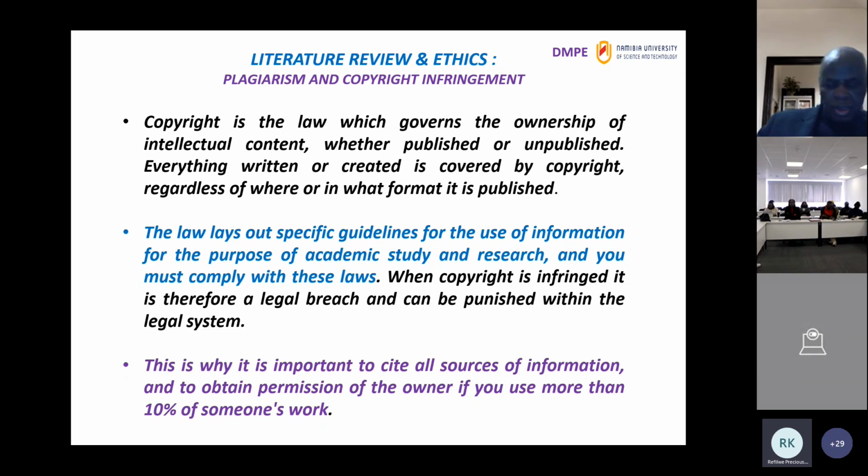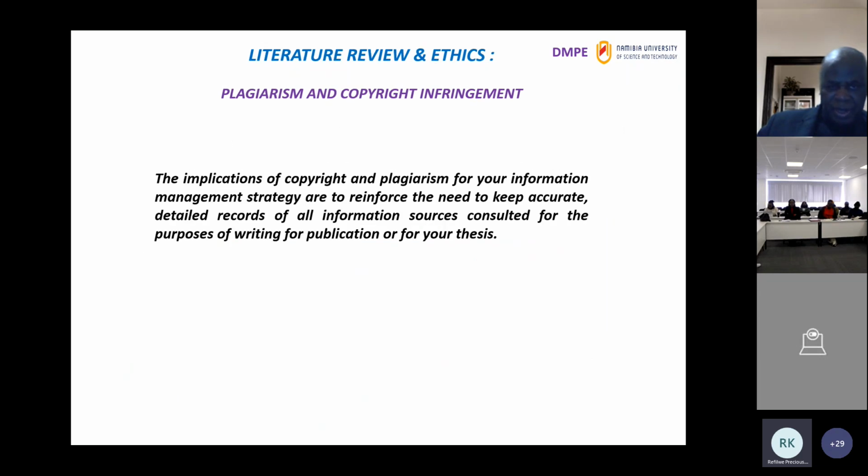So remember that if you use more than 10% of someone's work, ask copyright permission. We've talked about plagiarism, which is also a capital offense. So both copyright and plagiarism must be looked out for.